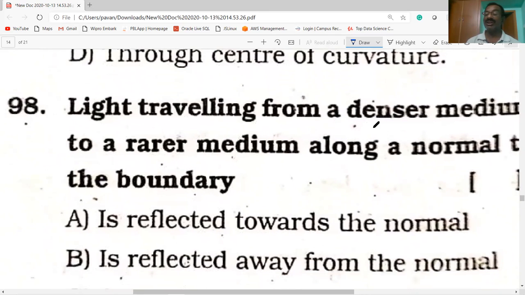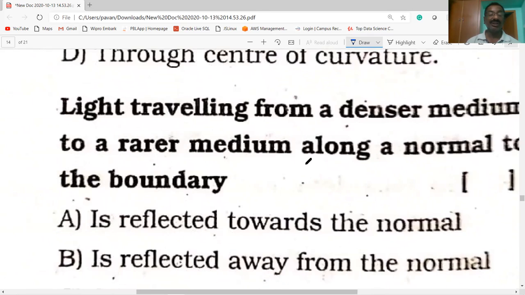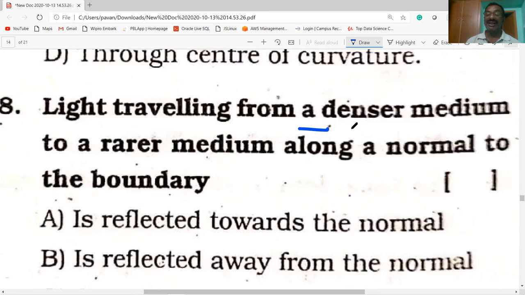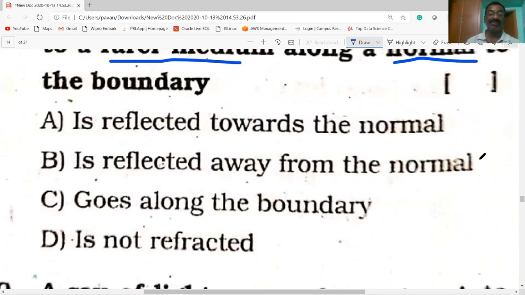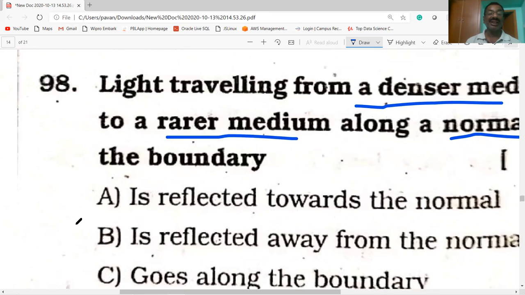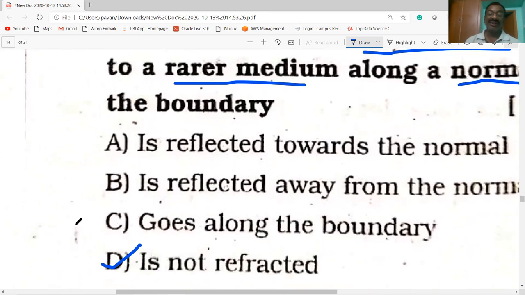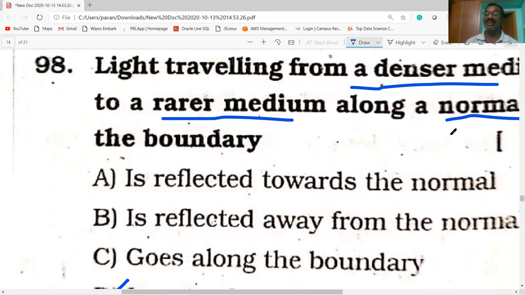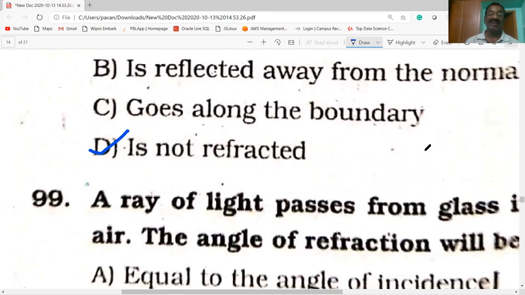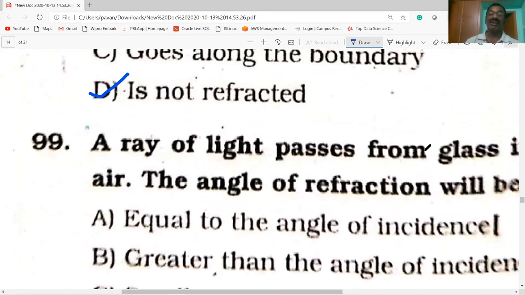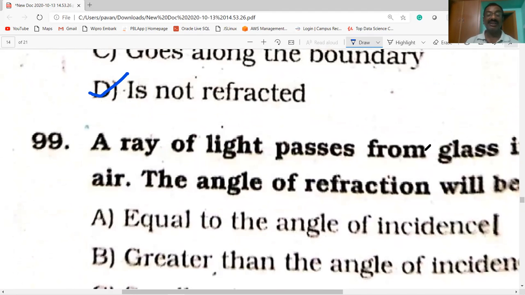Next question on the screen: light traveling from a denser medium to a rarer medium along the normal to the boundary. So when it is incident normally, what happens? Tell me. The ray does not undergo refraction, it is undeviated. It goes straight. So it is not reflected. When it is incident normally, perpendicular, it remains undeviated and passes straight. It does not undergo refraction because there is no bending of the light ray. If there is bending of the light ray, then we say it is refracted.